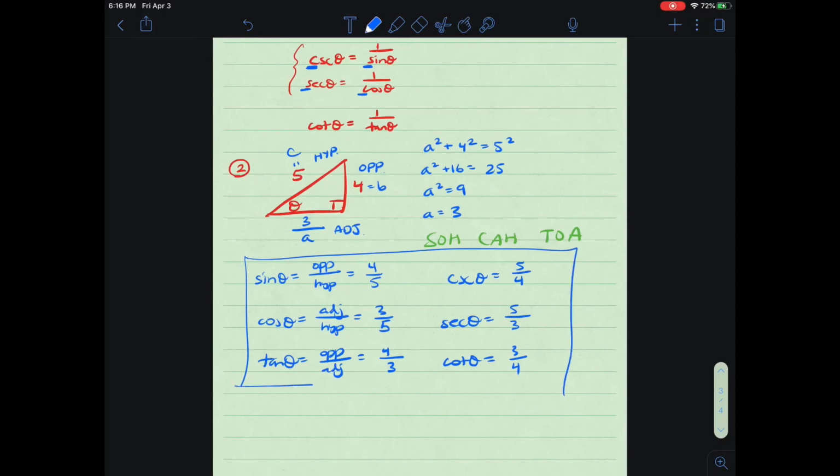Hopefully you're able to do well on this example. Make sure you understand how to use SOHCAHTOA. Make sure you memorize these trig functions and what the ratios are.